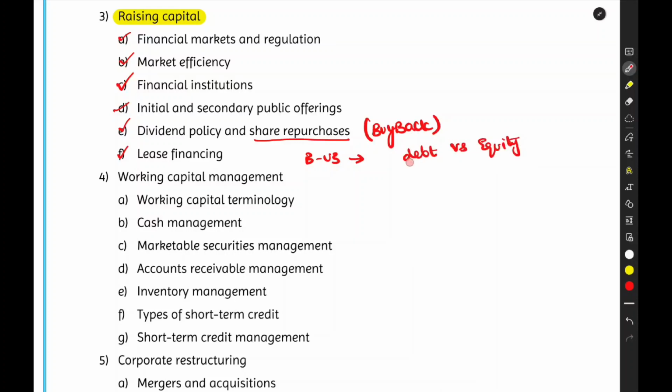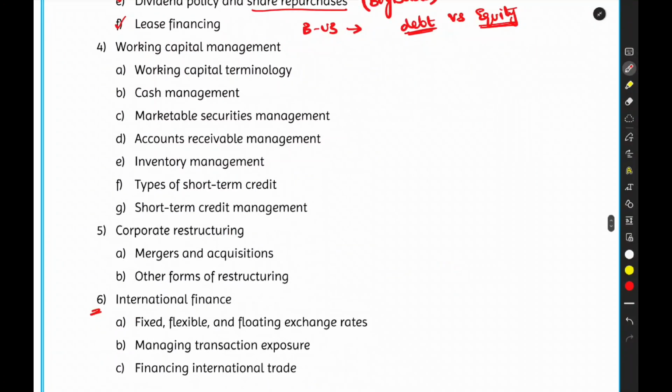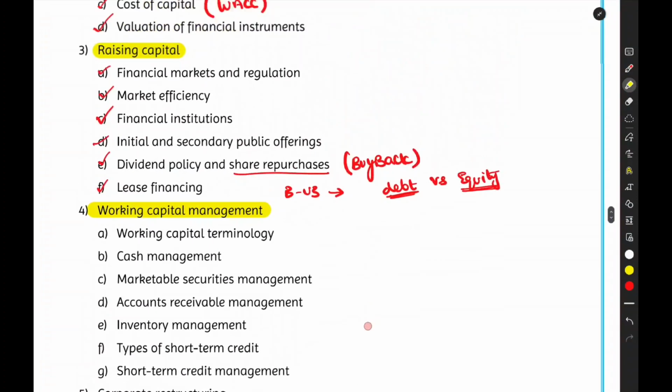So what are the advantages of going for debt versus what are the advantages of going for equity? That is a newly added topic in your syllabus. Then moving on to topic number 4, which is called working capital management.